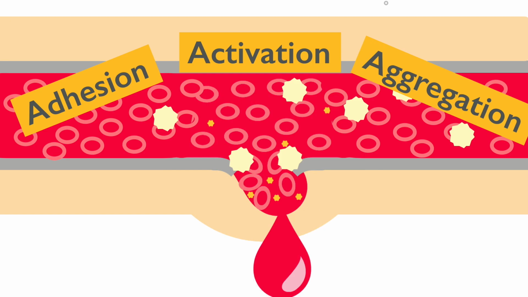Aggregation begins minutes after activation and occurs as a result of turning on the GP2B receptor, which allows these receptors to bind with von Willebrand factor and fibrinogen. This process allows platelets to bind together and form a plug.